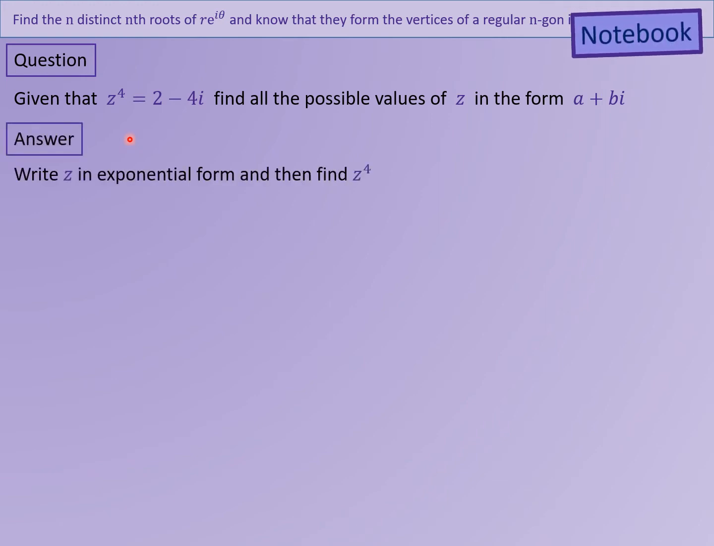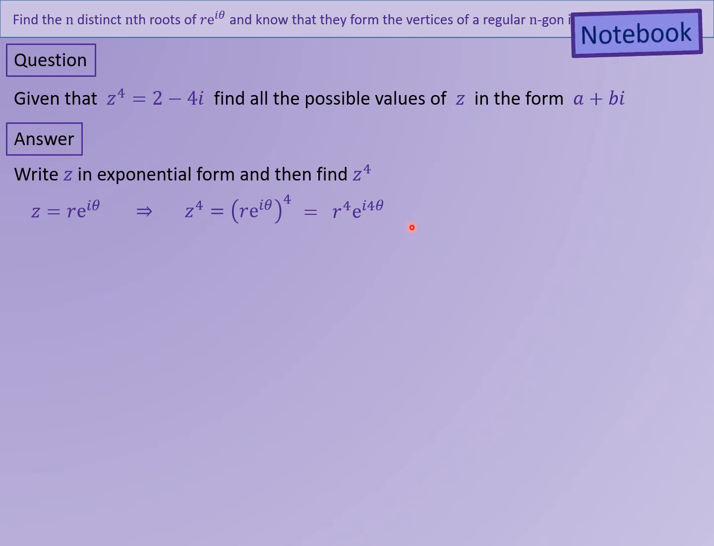So the first thing I'm going to do is think about writing z as z to the power of 4. So I know that z equals re to the i theta. Even though it's saying write it in this form at the end, I know that a complex number can be written in exponential form like that. So that's where I'm going to start. Once I know it's written in exponential form, I can say z to the 4 is going to equal re to the i theta to the power of 4, which is exactly the same as r to the 4 e to the i 4 theta.